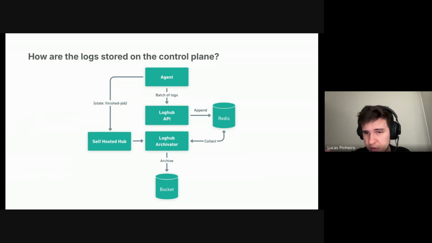Now, while this is happening, a user using the job page could hit the Log Hub API to fetch the logs for that job, and the Log Hub API will go to Redis and return the logs to the user. Or if the job is done, it will go to the bucket and return to the user. And that is how the job logs go from the agent to the user's browser.